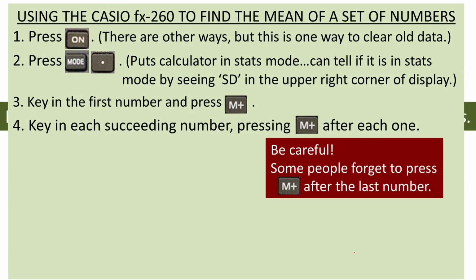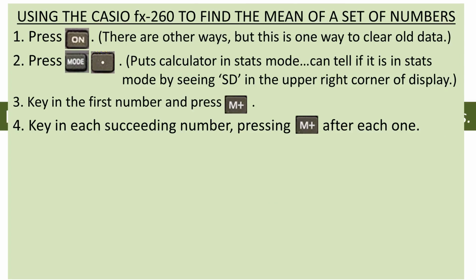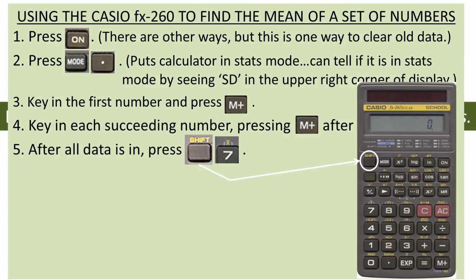And don't forget, after that last number, you still have to press M plus. Some people forget M plus has to be pressed after the entry of every single number, even the last one. Now you've got all the numbers in. You press Shift 7. And you don't have to memorize that 7.